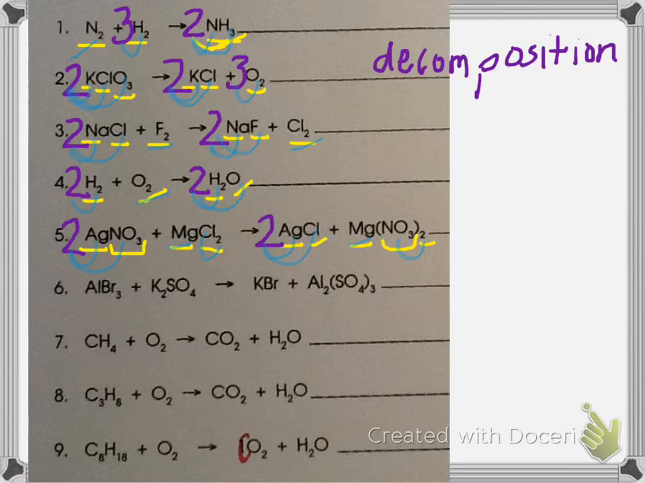Number 6. 1 aluminum, 2 aluminums. So I need a coefficient of 2 in front of aluminum bromide. 3 bromines, 1 bromine. So I need a coefficient of 3 in front of potassium bromide. I have 2 potassiums and now I have 3. So that's not going to work. Okay. So I'm going to try to make 6. So I'm going to do a coefficient of 3 here, which means I need to change this 3 to a 6.